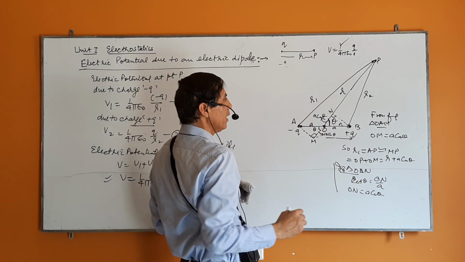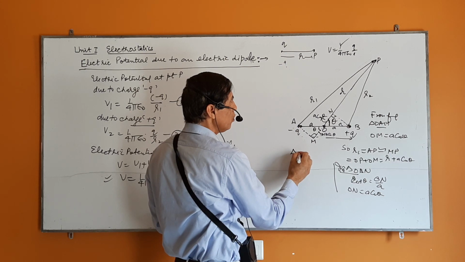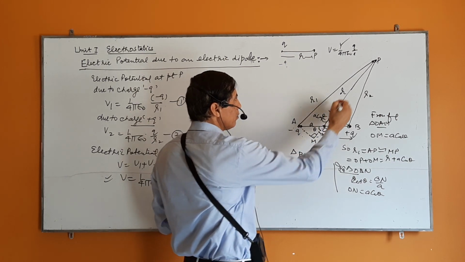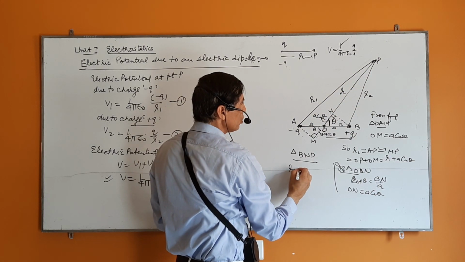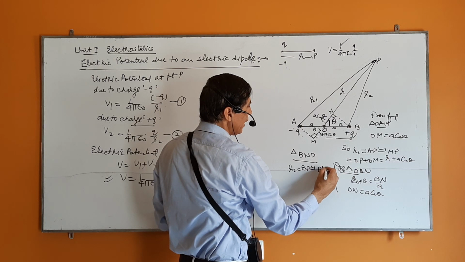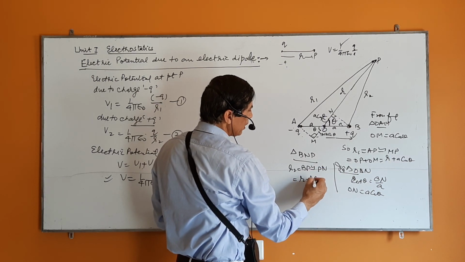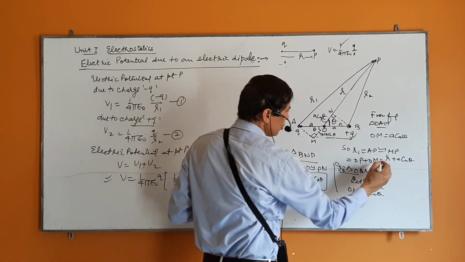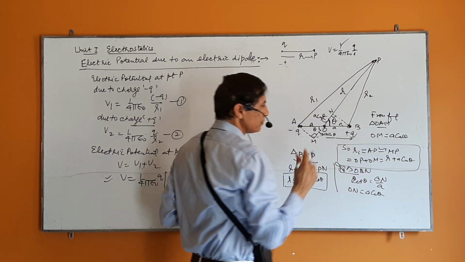And what about this triangle? What about this one? R2 is equal to BP, which is approximately equal to PN, which is equal to R minus A cos theta. Let me know whether you are able to understand or not.